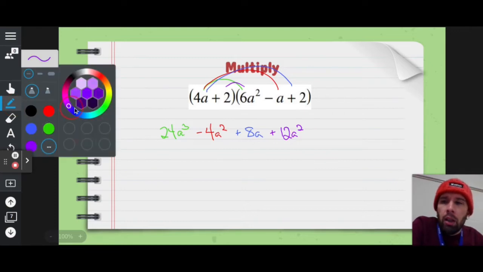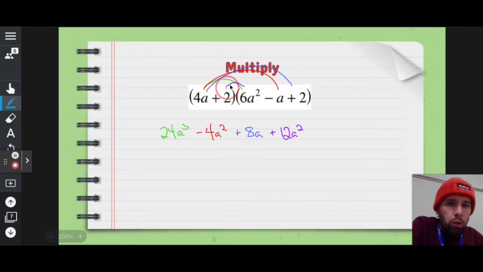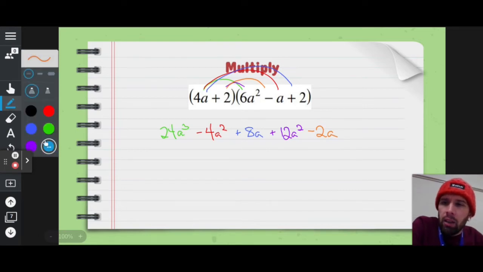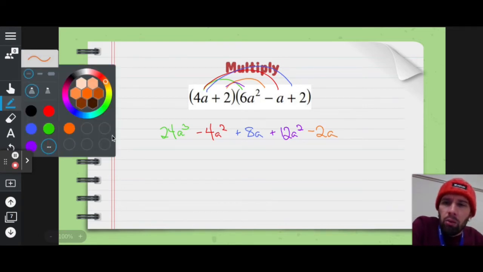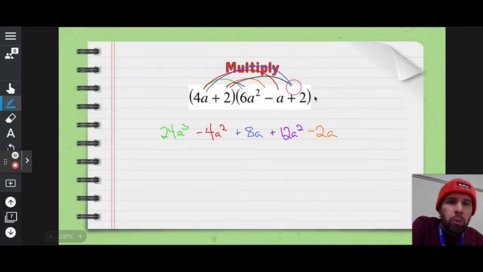Let's get a nice orange. 2 times negative a is negative 2a. And last but not least, a color that I didn't use yet. I did green, I did blue. How about like a teal looking thing? Like a nice dark teal. 2 times 2 is 4.